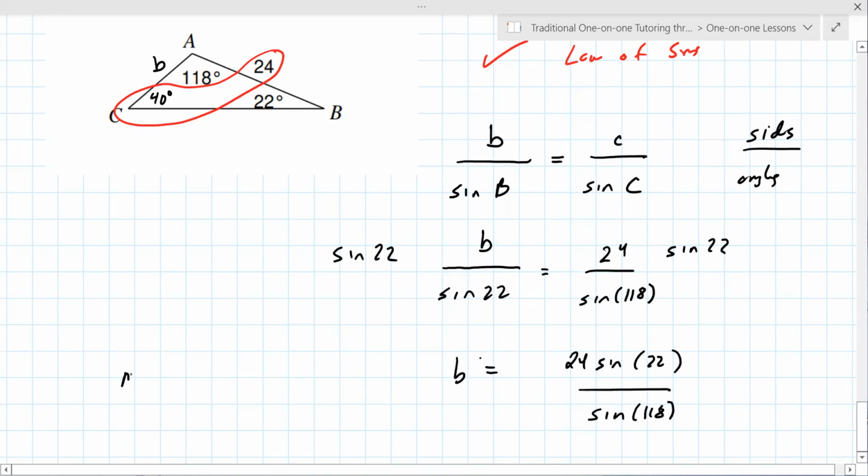Very important to make sure the mode of your calculator is in degrees. If you're taking any other math classes or physics, just be very careful. You always have your mode in the right one.